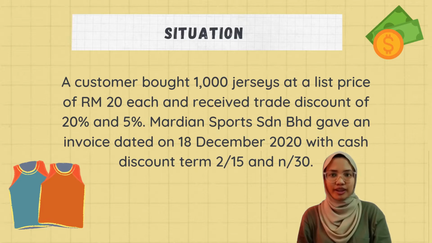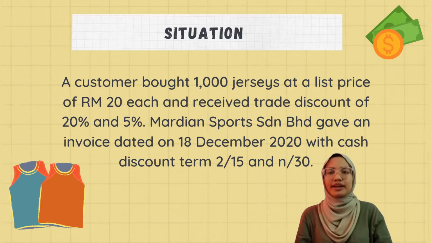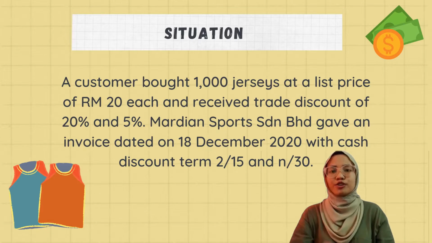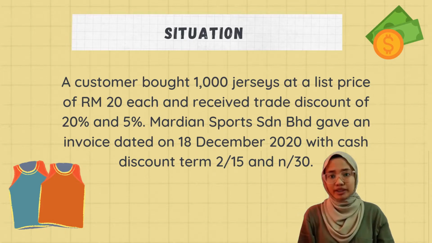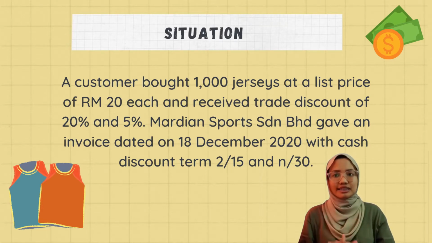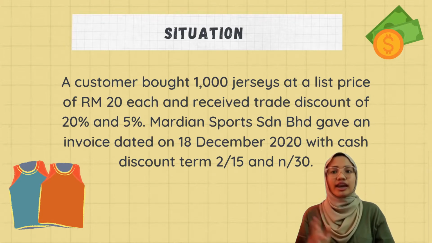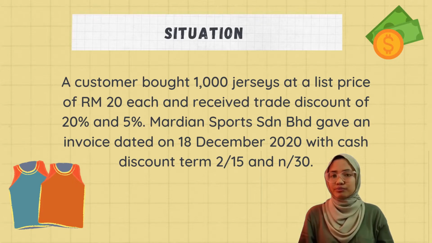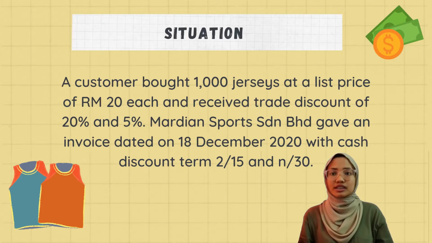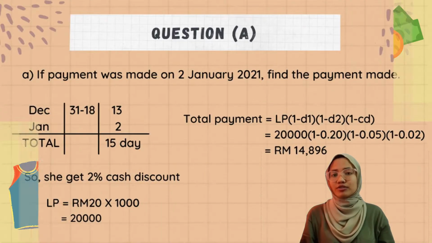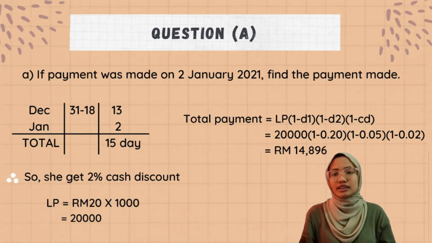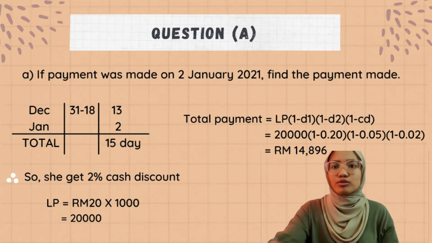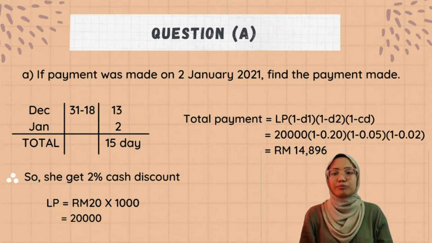Assalamualaikum warahmatullahi wabarakatuh. My name is Aalea Binti Rosidi. Next, I will explain the situation for trade and cash discount and markup and markdown. The situation is a customer bought 1000 jerseys at a list price of RM20 each and received trade discounts of 20% and 5%. Marden Sports Sdn Bhd gave an invoice dated 18 December 2020 with cash discount terms 2/15 and n/30. The first question is, if payment is made on 2 January 2021, find the payment made.